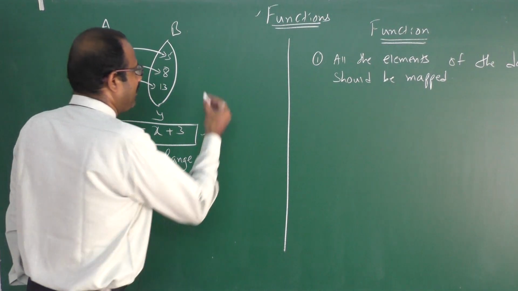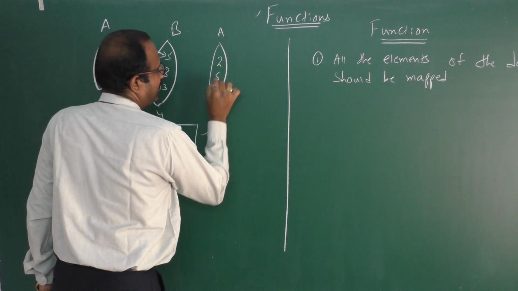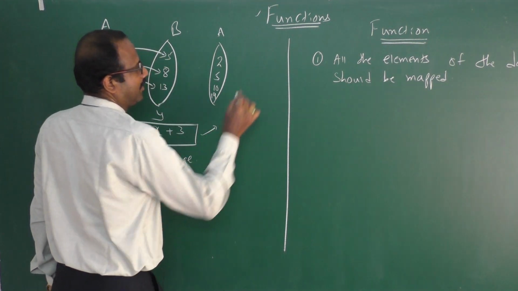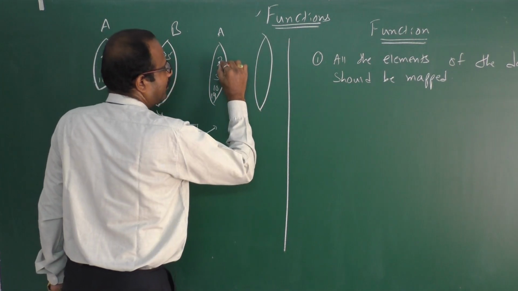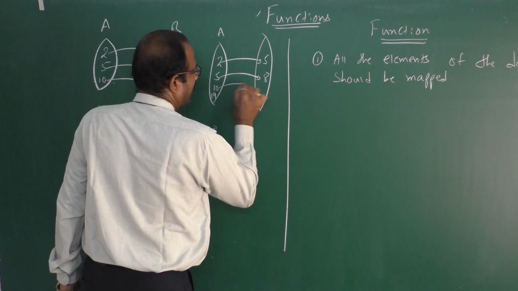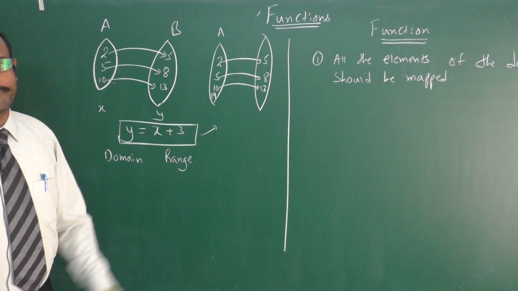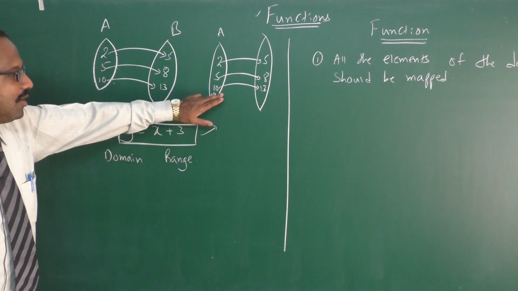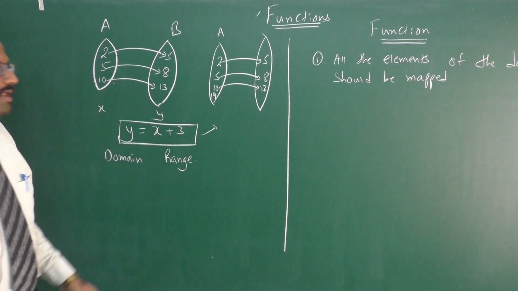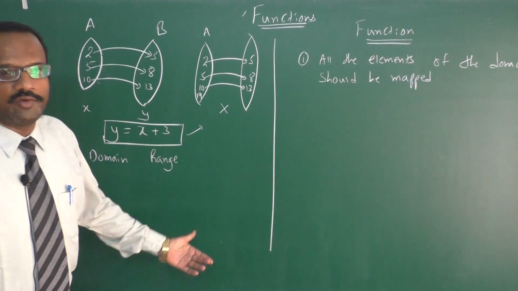For instance, if I take a set A where I have 2, 5, 10 and I have one more number 19, and I am seeing that 2 is mapped to 5, 5 is mapped to 8, 10 is mapped to 13 and 19 is left out. If an element in this domain is left out or left unmapped, then this is not a function. This is not at all a function.